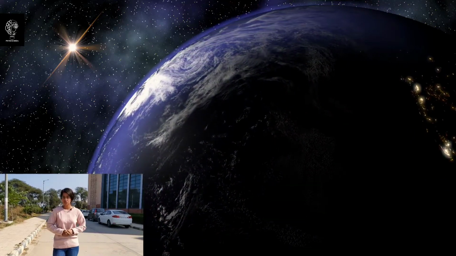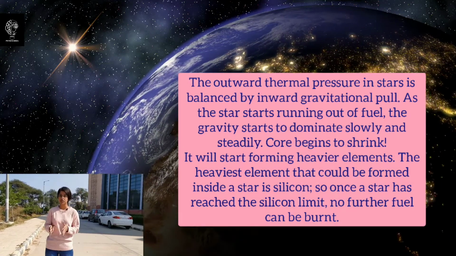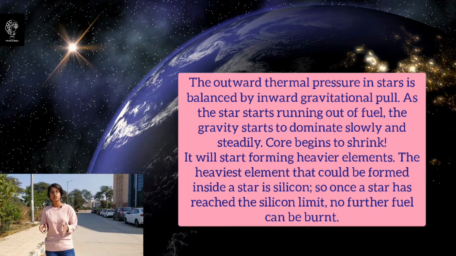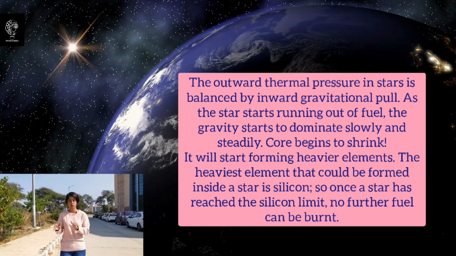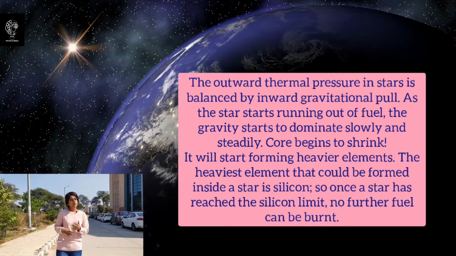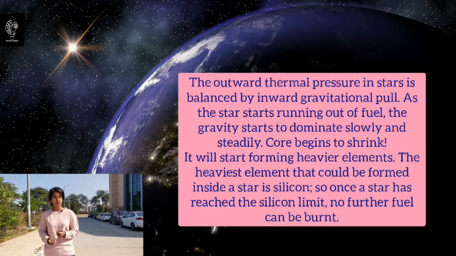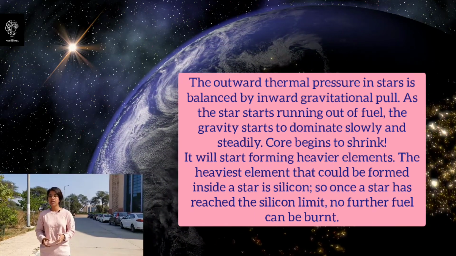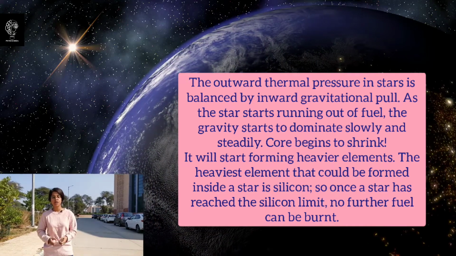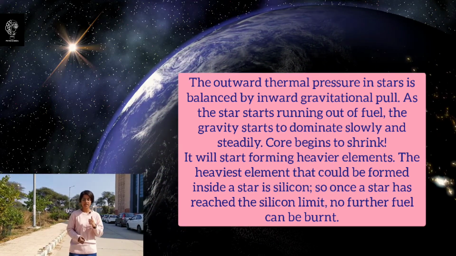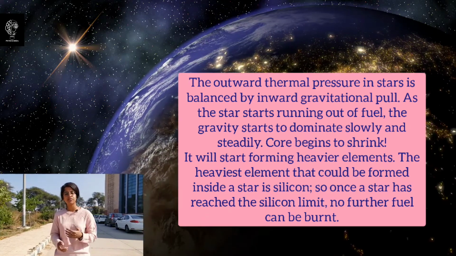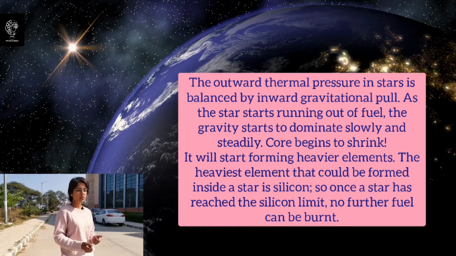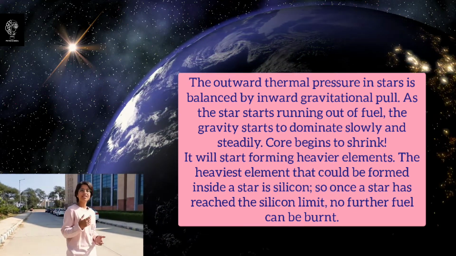To cut the long story short, in a star the fuel burns, and while it burns, the thermal outward pressure is balanced by the inward gravitational pull, and this is how it works for a good couple of years. After a period of time, when the star starts running out of fuel, gravity starts to dominate, and the core will begin to shrink. The next stage is that the core will collapse and start forming heavier elements. As the core collapses, you will see the heavier elements forming and the core temperature increasing.